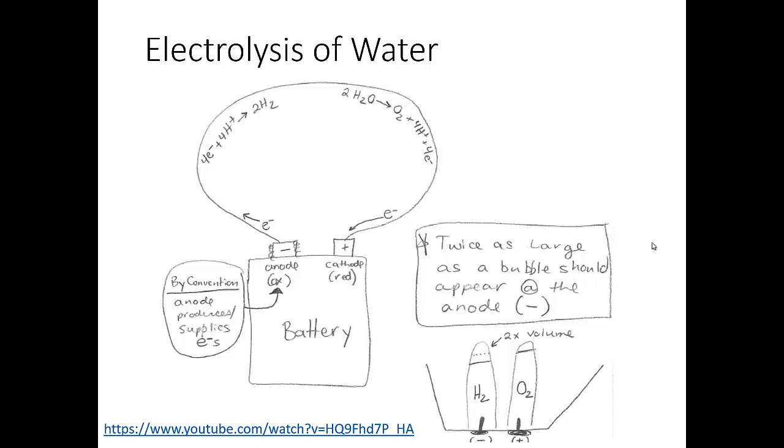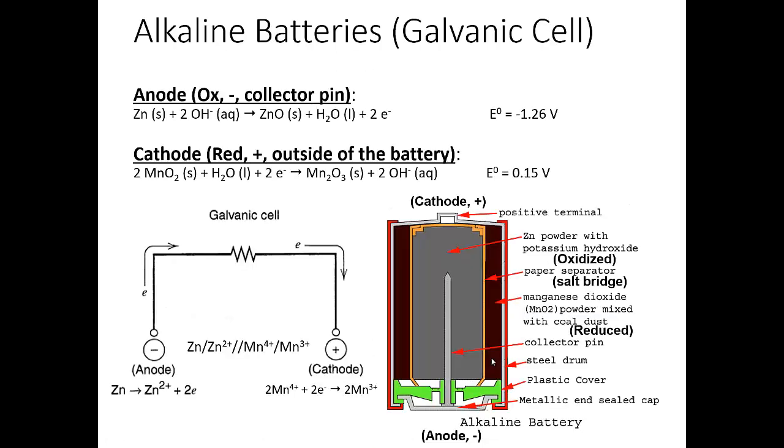And so what we might have seen is that we saw more bubbles. We thought at the positive, but really those are just bigger bubbles. If we had just waited, we would have seen that the actual volume at the top of the test tube that collected would have been twice as much. And we will practice this in class whenever we see each other again. Okay, so twice as large of a bubble should appear at the negative terminal. Now remember that the cathode by convention is the positive terminal and the anode is negative.